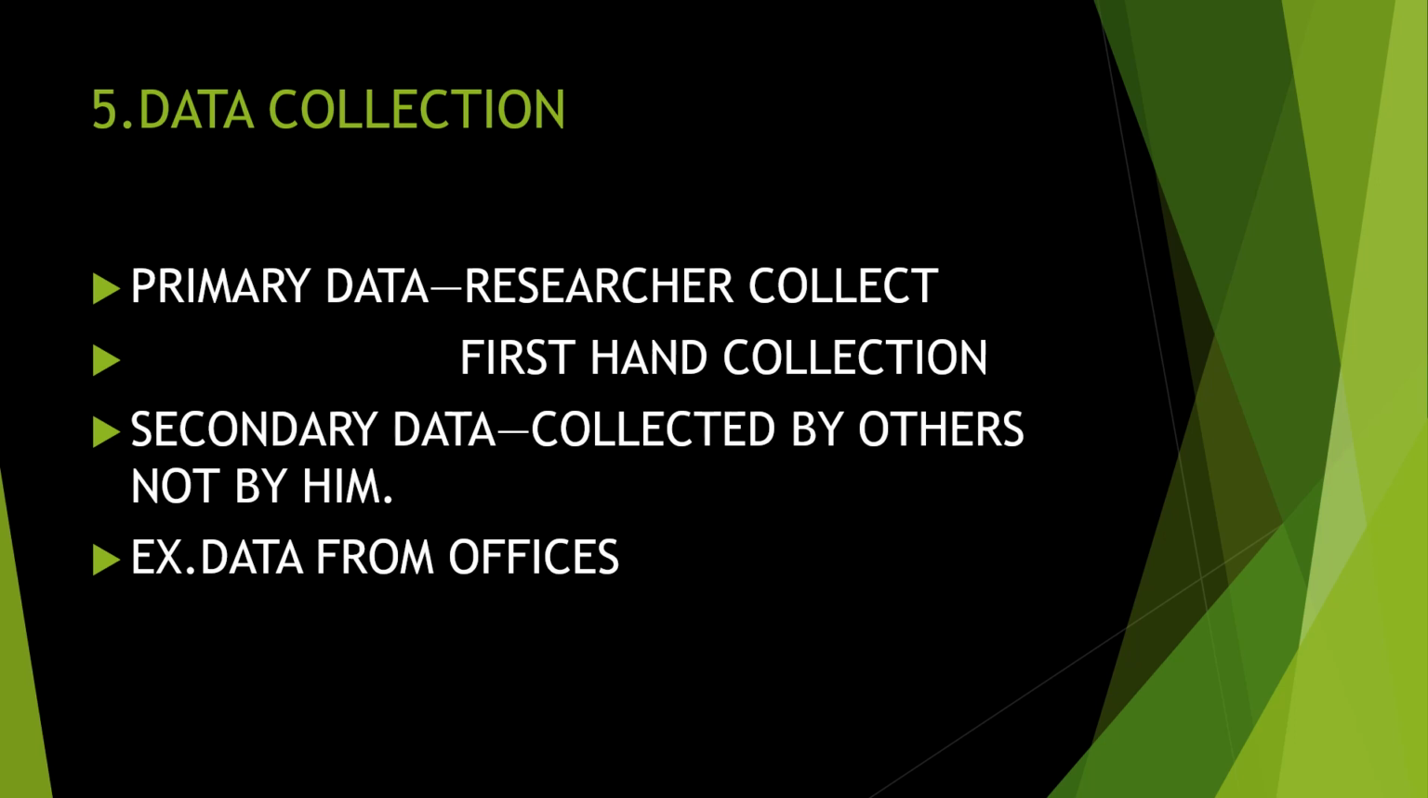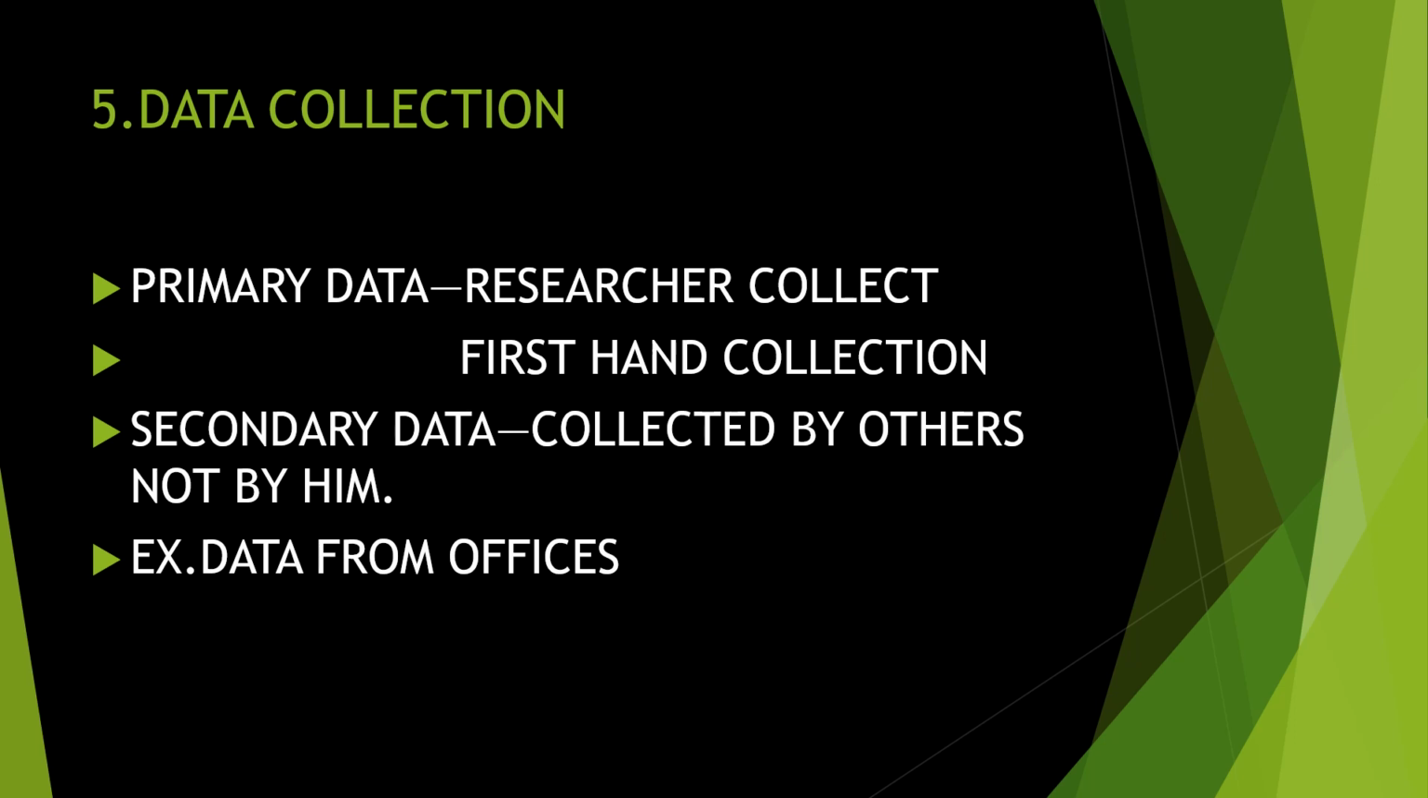The data is of 2 types: primary data and secondary data. What is meant by primary data? Primary means first. It is first-hand collection by the researcher, the person who is doing the research. He goes to the area where he wants to get the samples and collects directly. Nobody else has collected it; he himself goes and collects it. This is called primary data.